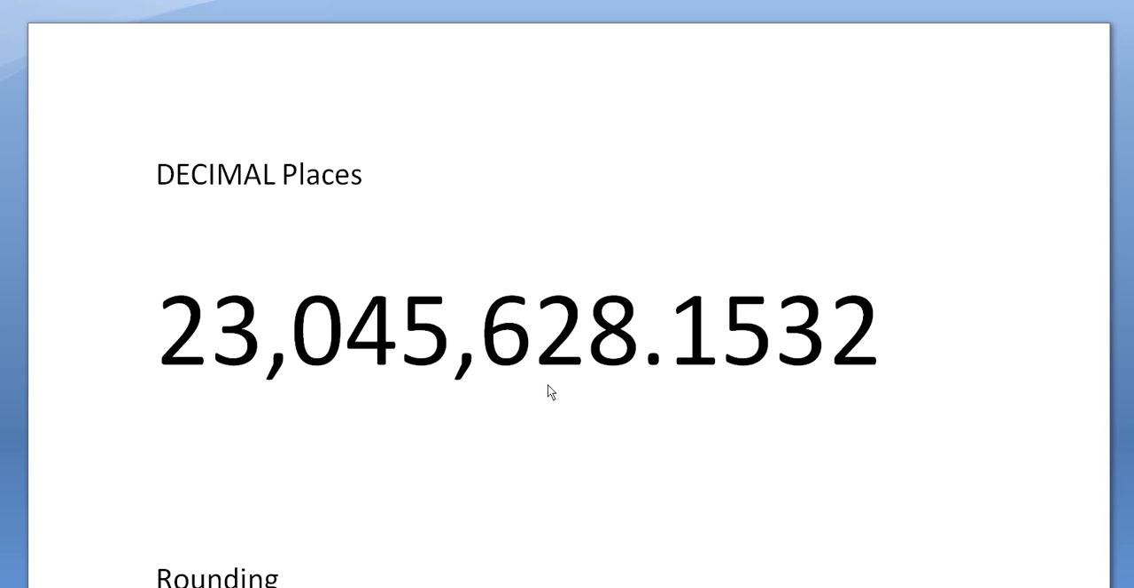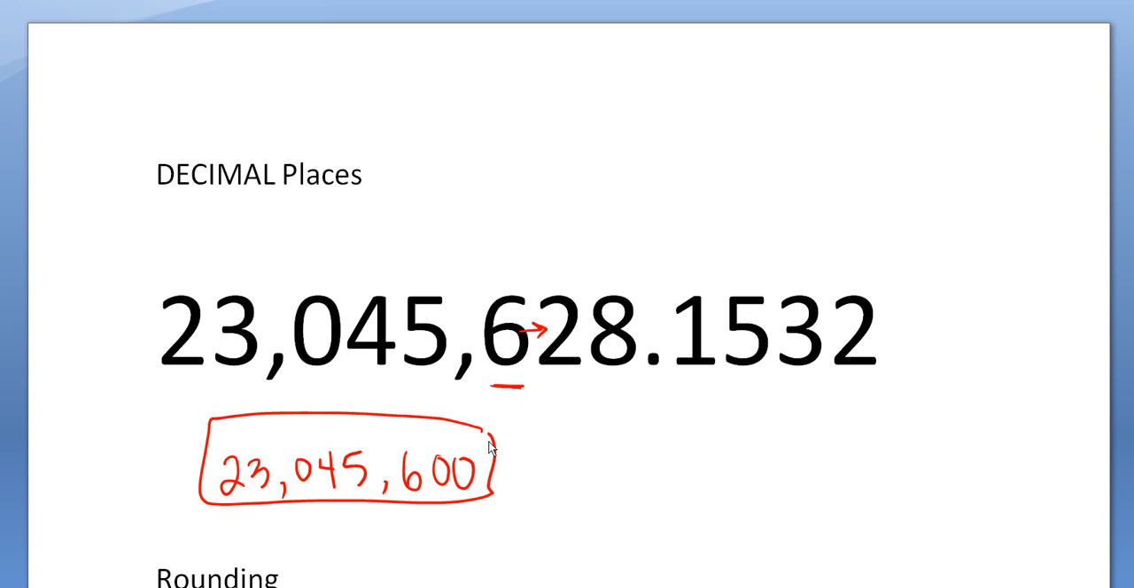If we wanted to round this problem to the nearest 100, then I need to identify the 100 position. This number right here is in the 100 position. So I look to its right, and it's a number that is smaller than 5, so it tells me that it's going to stay the same. So I rewrite this number right here. 6 stays the same, and everything else becomes zeros. So this right here is that number rounded to the nearest 100.